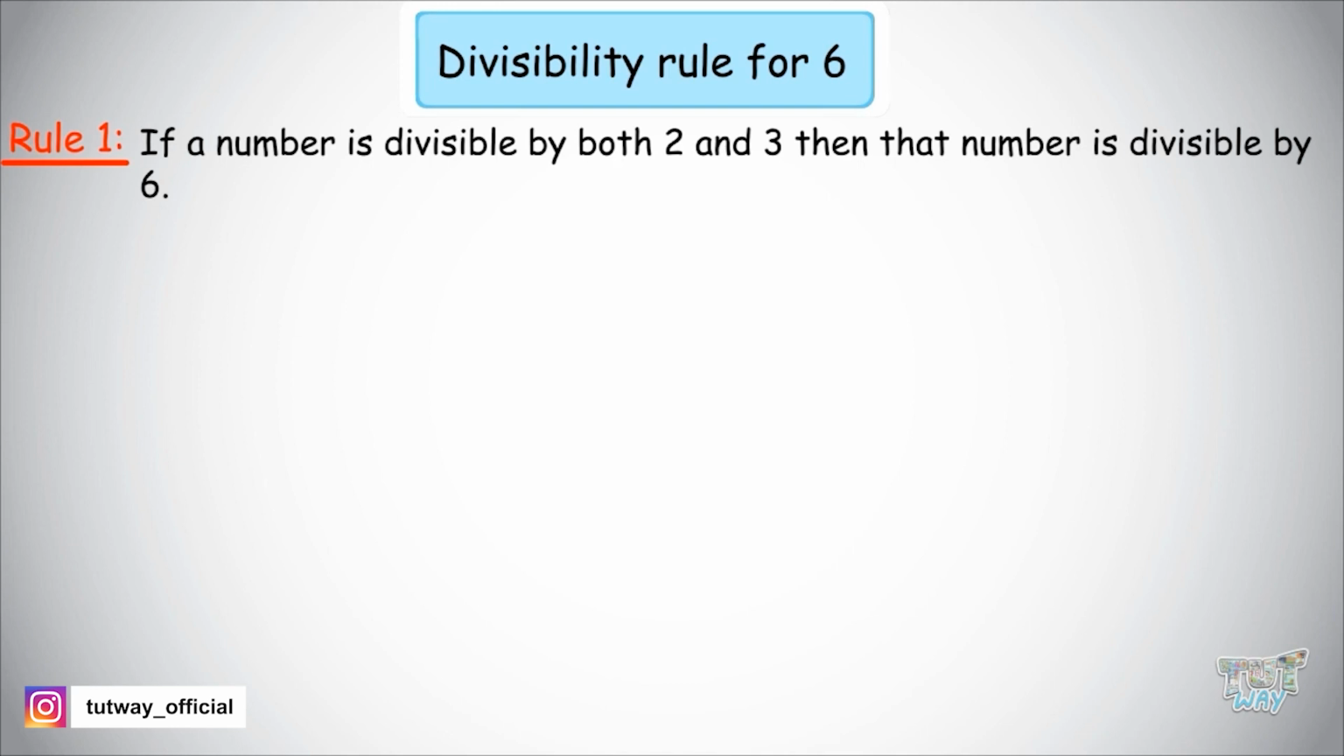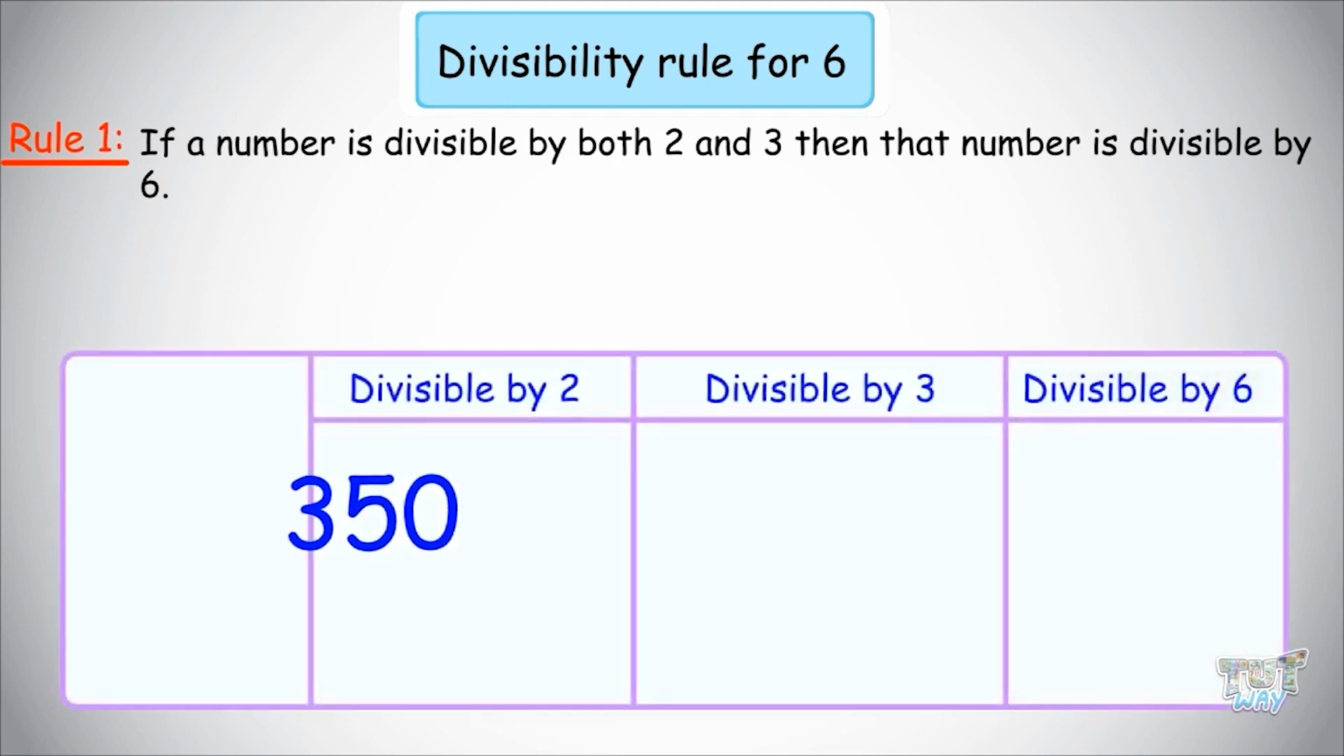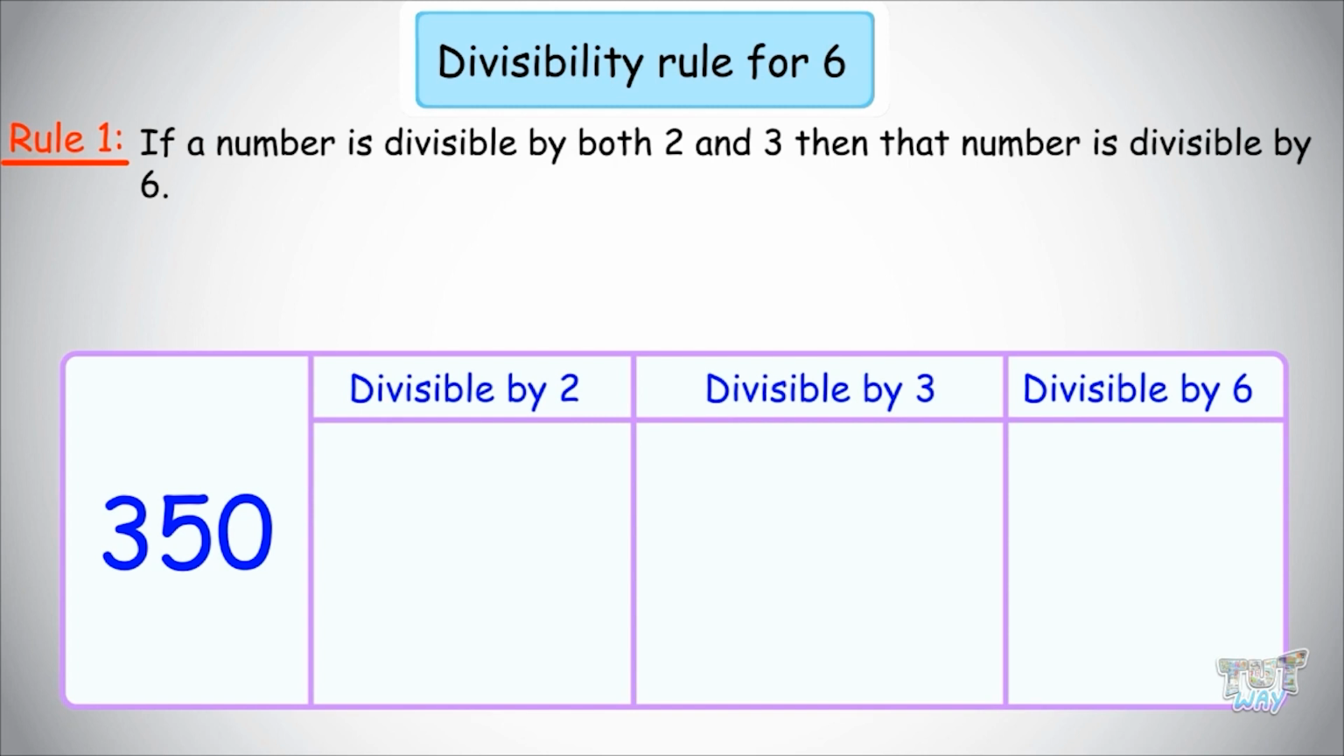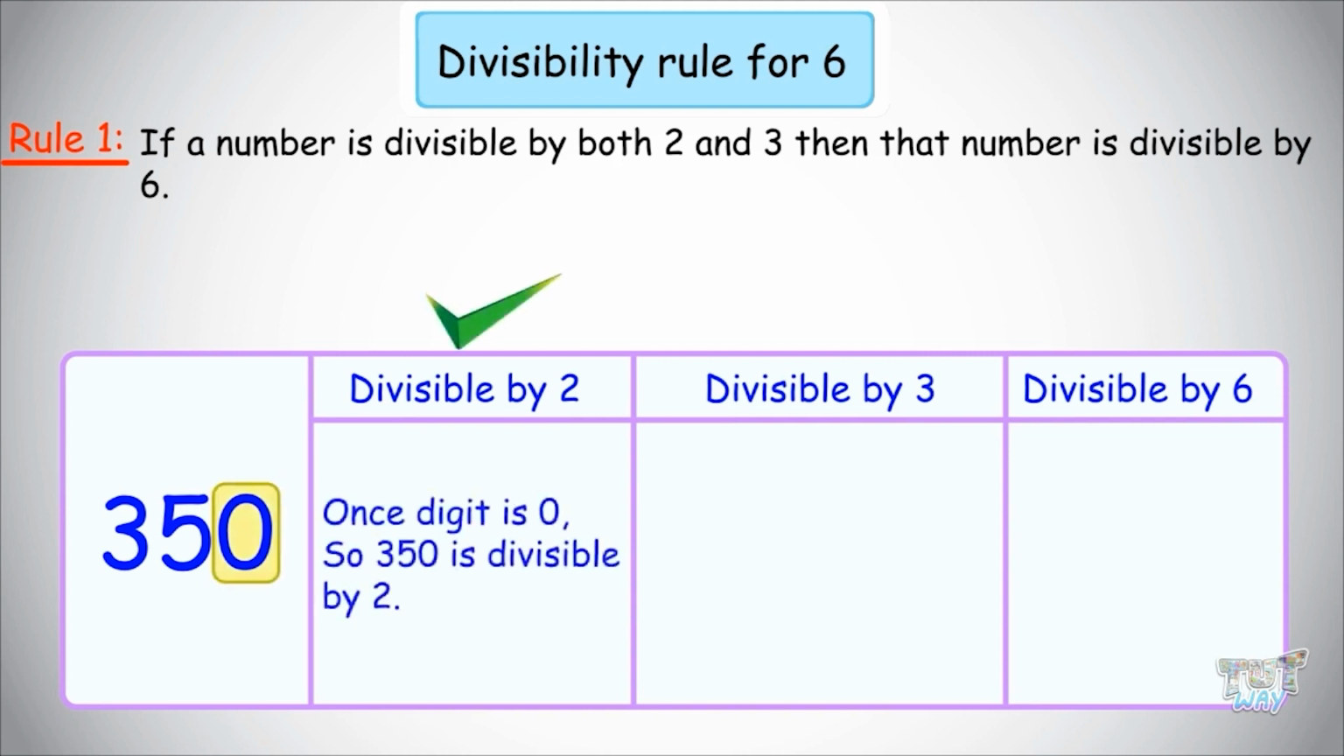Now let's learn with an example. Our first number is 350. We have to find out whether it is divisible by 6. The rule says that if the number is divisible by both 2 and 3, it is divisible by 6. Let's check to see if it is divisible by 2. We learned that a number is divisible by 2 if it has 0, 2, 4, 6, or 8 in its ones place. And this number has a 0 in its ones place. So yes, it is divisible by 2.